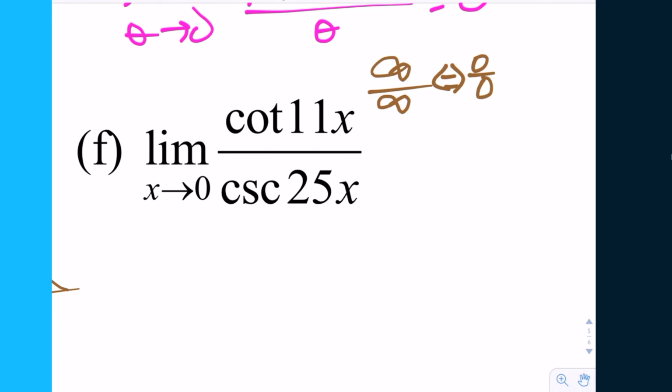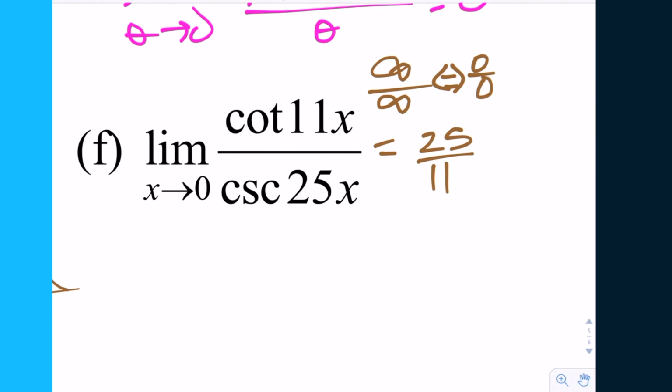Well, if we were going to actually work it out, my first step using identities would be to bring the cosecant to the top and call it sine of 25x, and to bring the cotangent to the denominator and call it tangent, because it's the reciprocal. So we would end up with sine of 25x over tangent of 11x, which of course, based upon the previous rule, would give us what, Eugene?